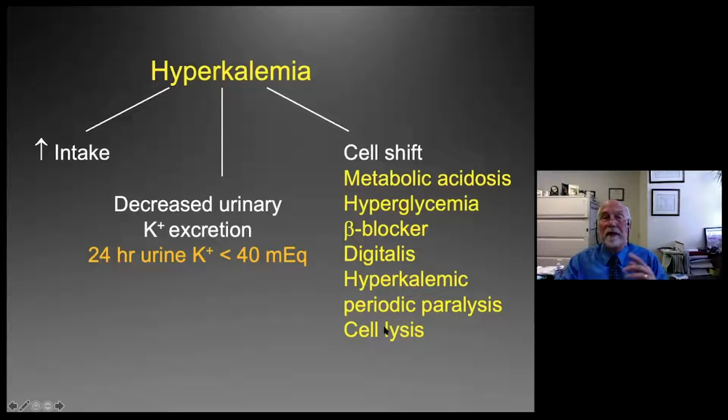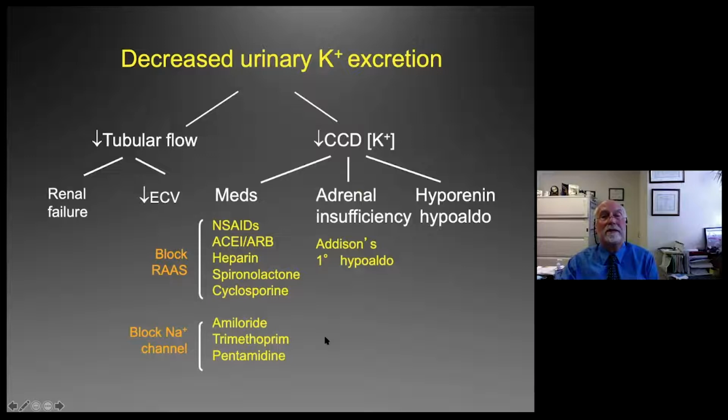Acidosis, through buffering of hydrogen inside the cell, will bring potassium out. Other causes are elevated glucose, beta blockers, digitalis, and cell lysis, which is an important one in conditions like rhabdo or hemolysis, and then some rare hereditary disorders. So this person, we would worry about her intake.